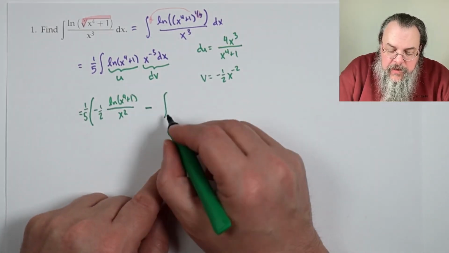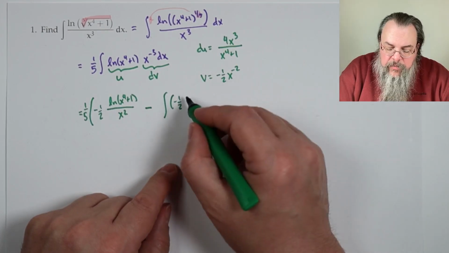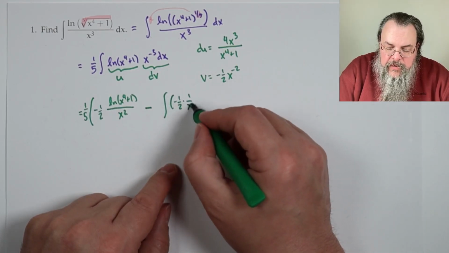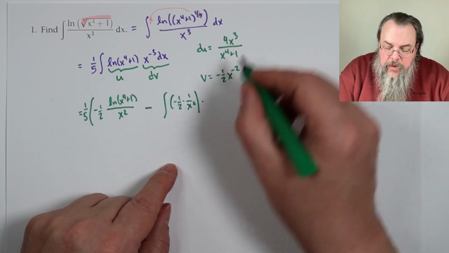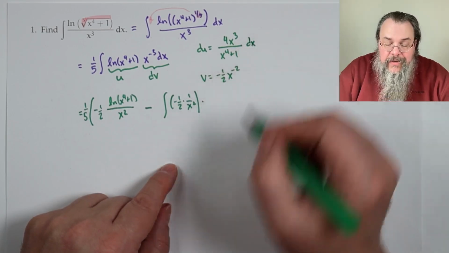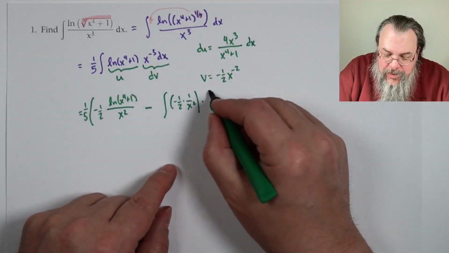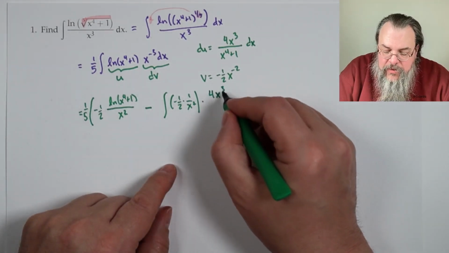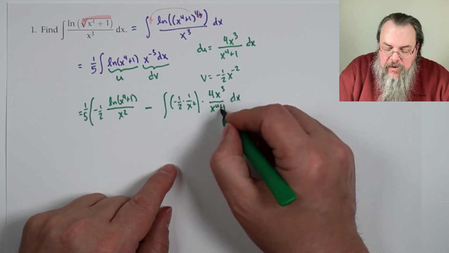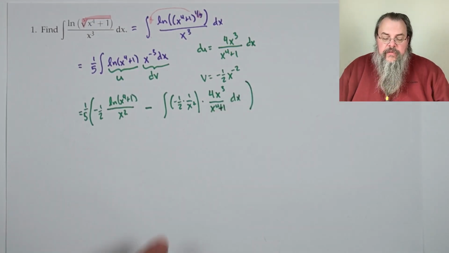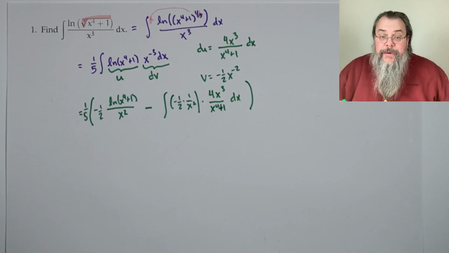Okay, so we have minus 1/2, and then x to minus 2 is 1 over x squared. And then we have a 4. Oh, whoops, for the du, I forgot to write dx. You should get into that habit. Sorry about that. Well, good thing we caught it now. 4x cubed over x to the fourth plus 1 dx. All right, close parentheses.